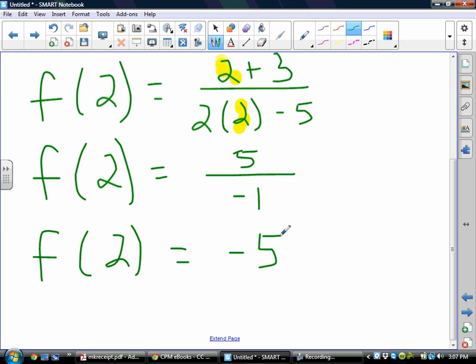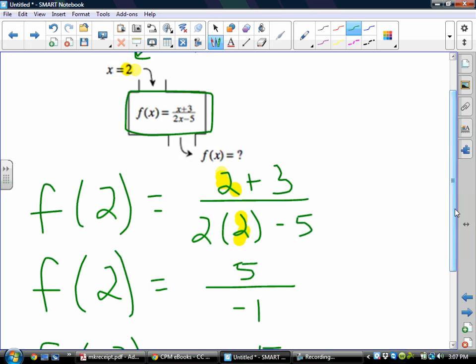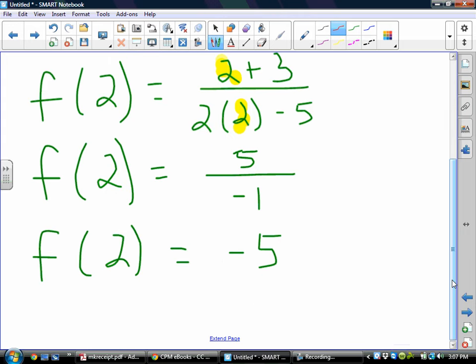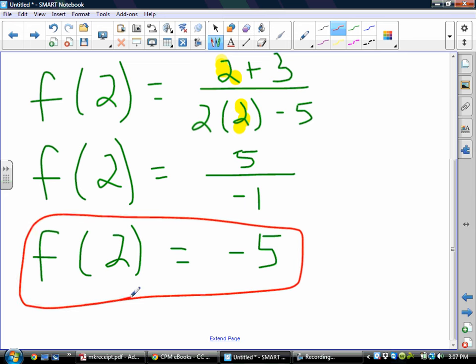So this is my output. So right here, this is going to be -5. My output. I input a 2, and I got out a -5 after I did all those different things to the number. Alright, so here would be our final answer. f of 2, which means I plugged in a 2, I get out a -5. Alright, so we're going to look at one more.